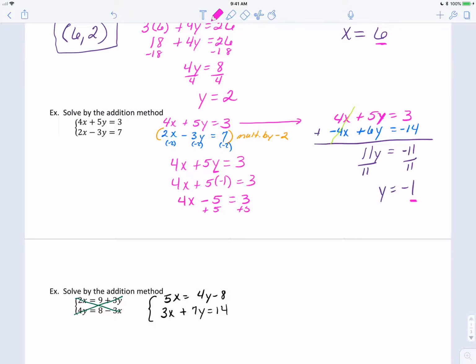So let's add 5 to both sides. So 4x is equal to 8. Divide both sides by 4. So x is 2. So the ordered pair that satisfies this system of equations is (2, negative 1).